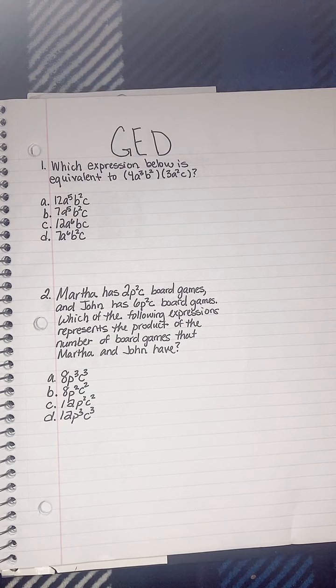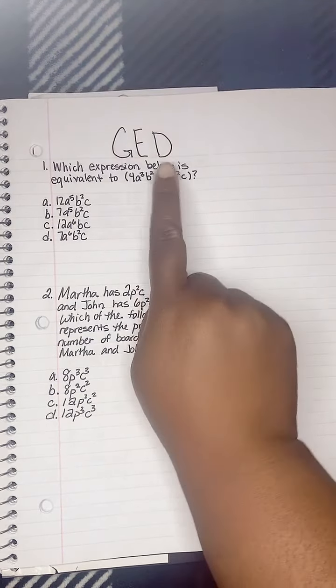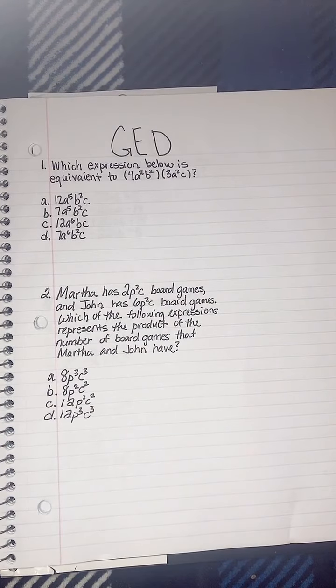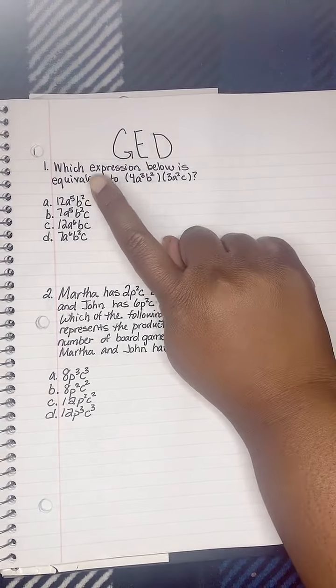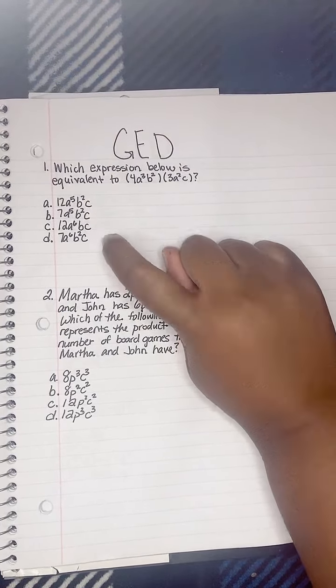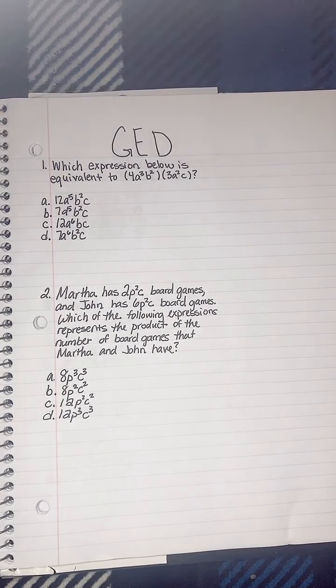Welcome in, everyone. Let's go to number 1. Which expression below is equivalent to, and then they give us these. You guys got to remember parentheses means multiply. Does anybody have an answer choice? You want to put your answers in the chat? Do you get A, B, C, or D? Which one do you get?